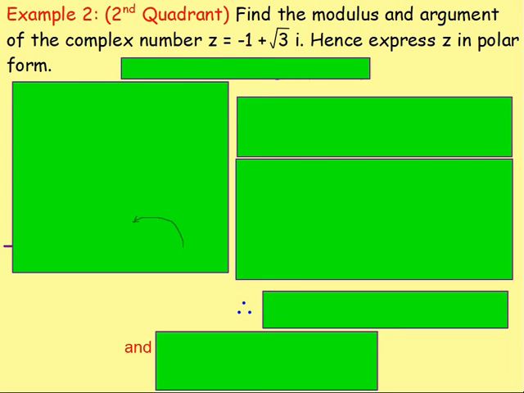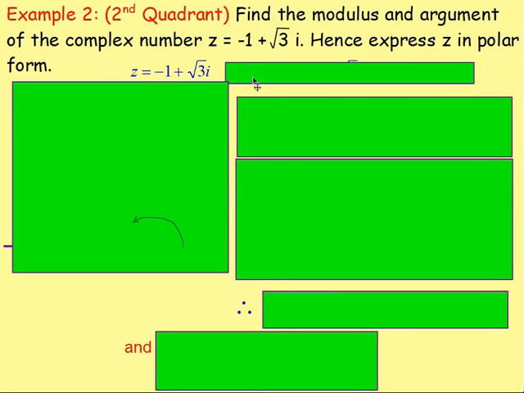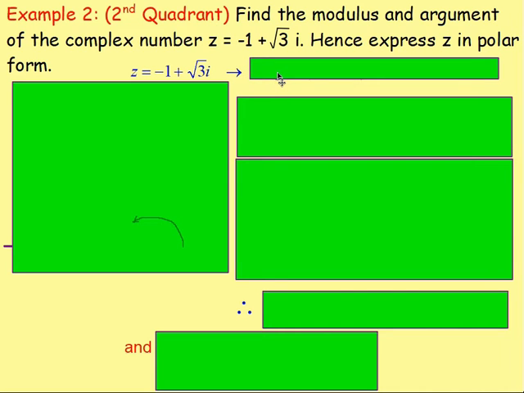Example 2, let's look at one that is in the second quadrant. Find the modulus and argument of the complex number z, which is equal to negative 1 plus root 3i, and once again, hence express z in polar form. So we've got z equals negative 1 plus root 3i.